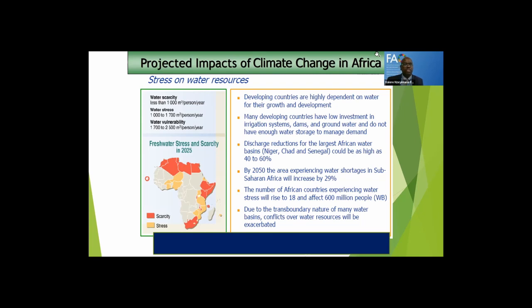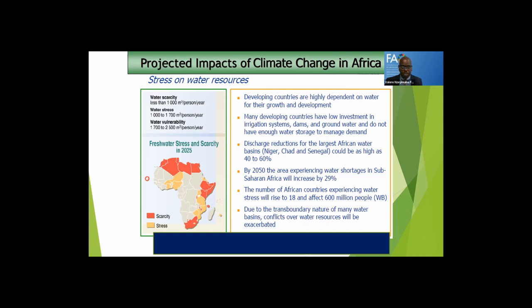So this is the discharge reduction for the largest African water basins. These are the Niger, the Chad, and the Senegal. It's basically West Africa. Studies in other parts of Africa were not considered. But there is a reduction because of many parameters. By 2050, the area experiencing water shortage in sub-Saharan Africa will increase by up to 29%.